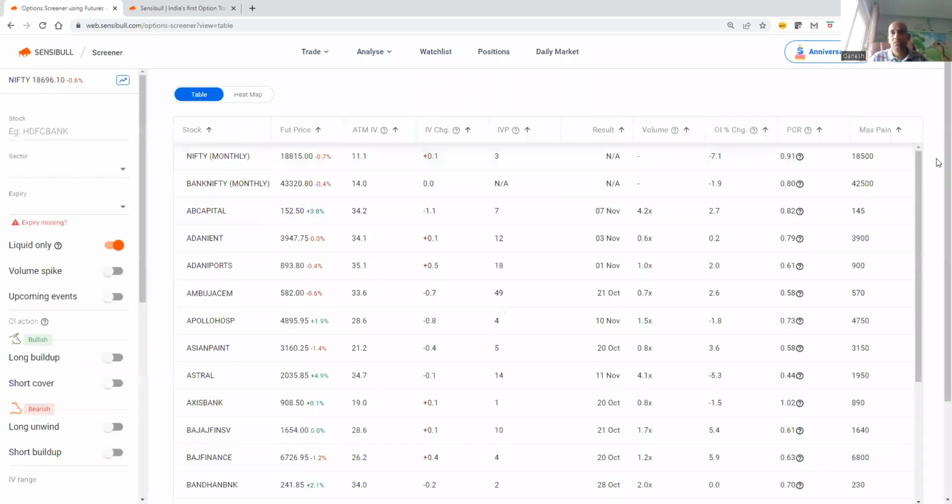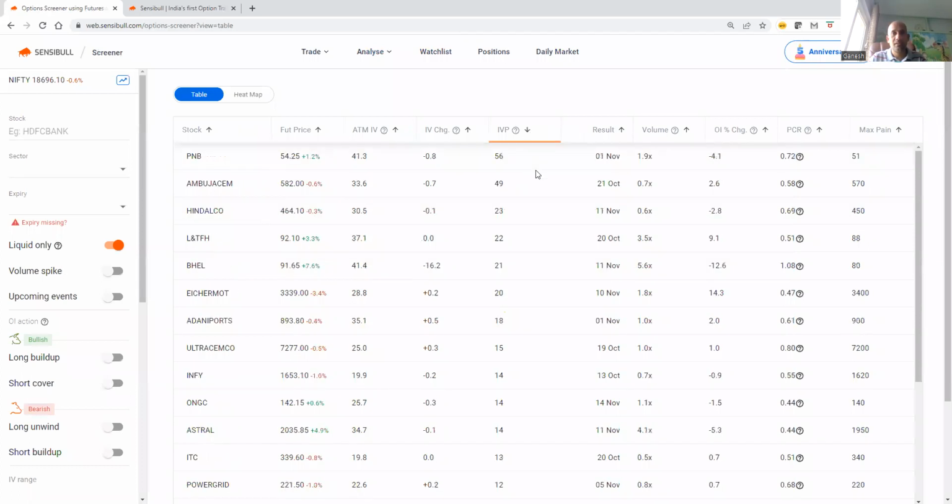Yeah, I asked you one question, right? What is the one giving IV percentile? Let's say I want to see today what is the top IV. PNB, right? Punjab National Bank is having a 56 IVP. Next is Ambuja, Hindalco. This will keep changing. During earnings season, that is even more. We can see 80, 85, 90, 91.